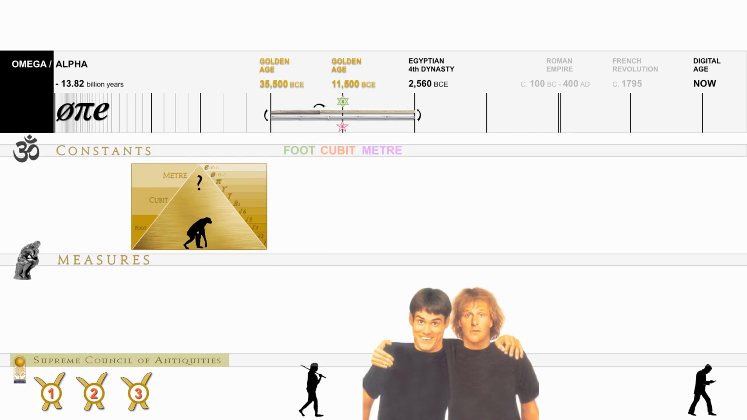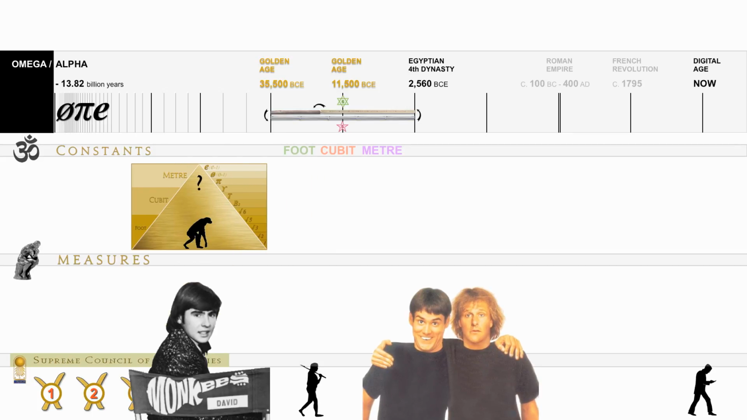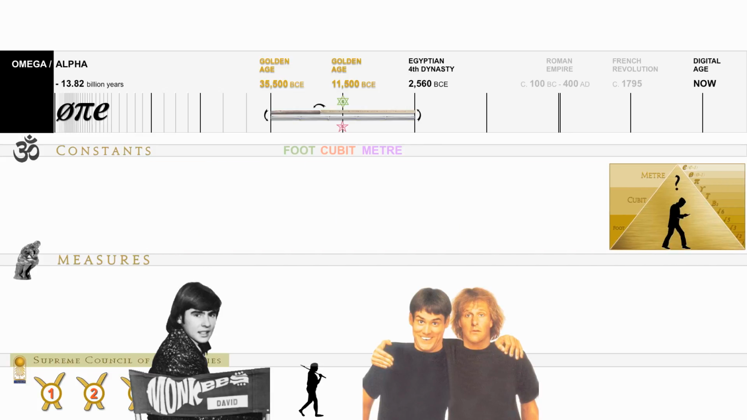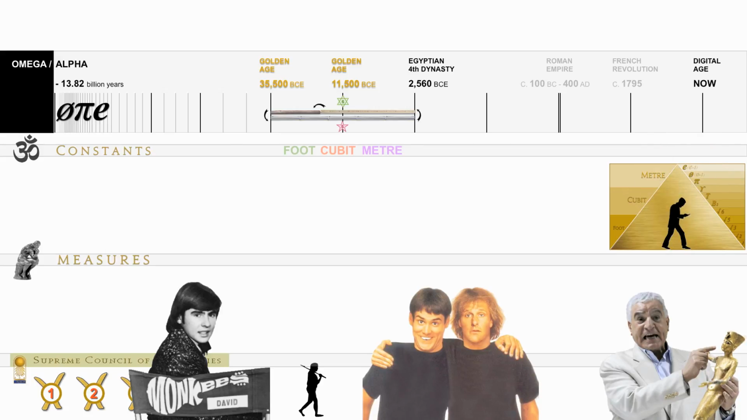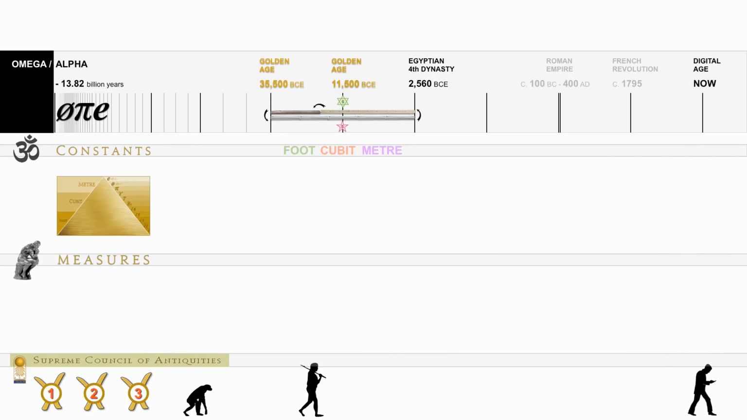As for the monkeys, I was Davy Jones's musical director for 12 years, and I never once saw him whip out a slide rule. And modern man? Forget it. We couldn't do this. We still today don't know the existence of this foot-cubit-meter connection.